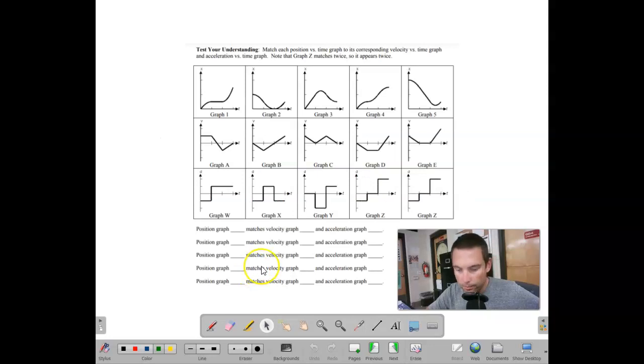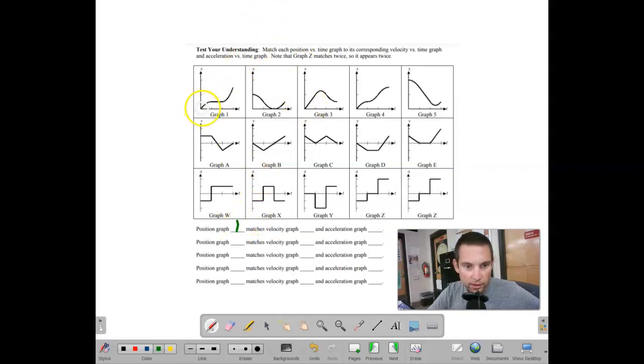Alright, so now we are matching each position versus time graph, which is this first row, to its corresponding velocity versus time graph, which is the second row, to the acceleration versus time graph, which is the third row. So let's see how this works. We have a position versus time graph. Well, I guess we'll start with 1, right? Seems like as good of a spot as any.